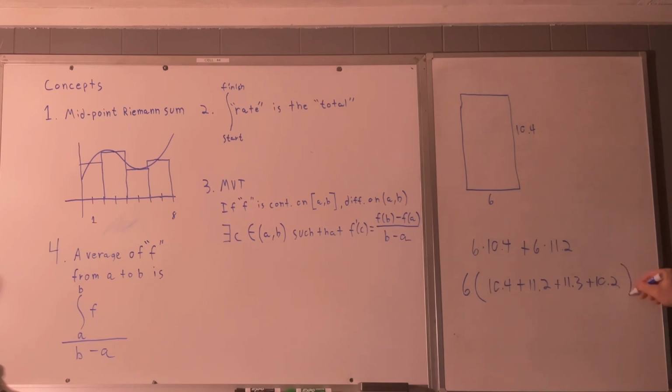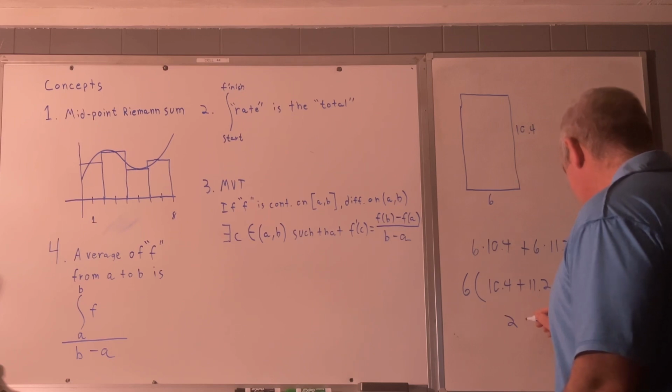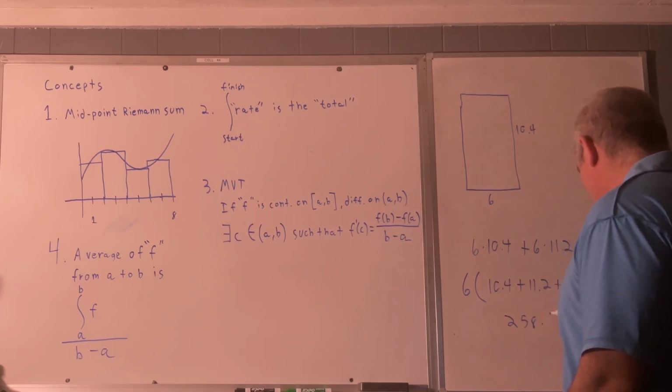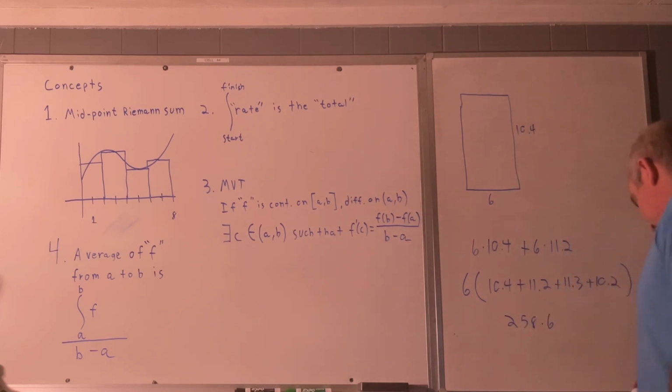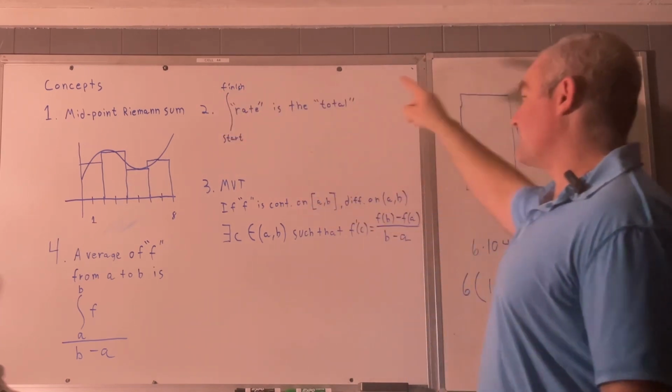If we add all these things up and multiply by 6, what we get is 258.6. Yeah, that's what we get. And then it says, explain the meaning of your answer in terms of water flow. Okay, well, this is where we have to pull out the second concept here.